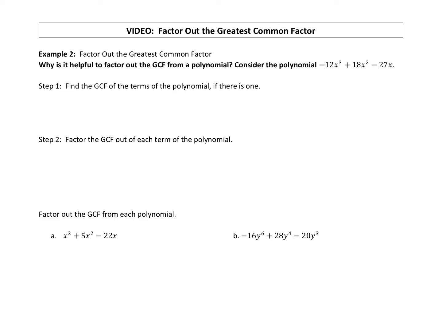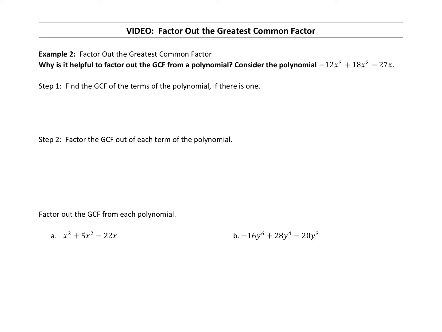Okay, so we've been working on greatest common factor. Now we're going to actually factor out a greatest common factor. Factoring as a verb, you guys can think of similar to dividing. If we're going to factor out something, we're going to divide out something. Okay, so let's see. The question is, why is it helpful to factor out the GCF from a polynomial?